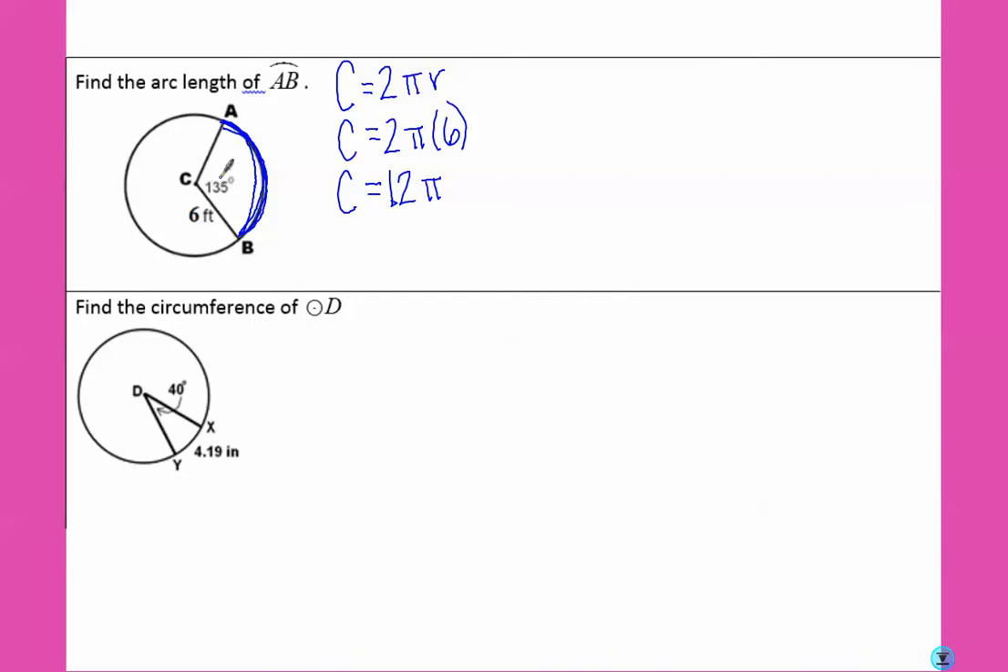Now, we don't want the whole circle. We only want 135 degrees of it. So again, we're going to multiply by 135 out of the 360 degrees we have of the whole circle. And we'll get that the length of arc AB is approximately, when we type this in our calculator, we get 14.1 feet.